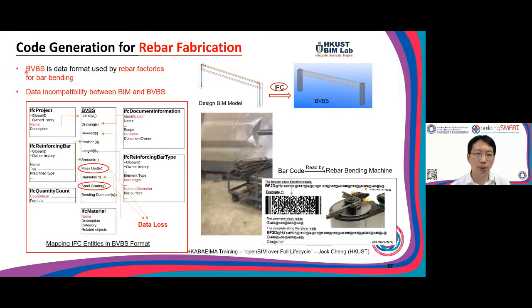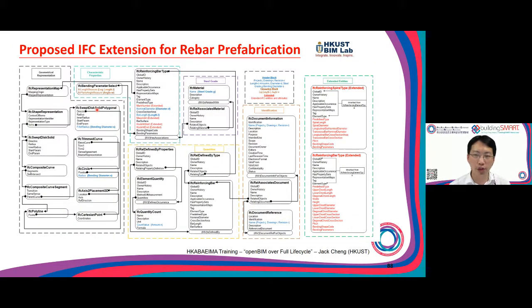Okay, it's in German. We try to compare what the IFC components are to represent rebar, and what information is required for BVBS to cut the rebar and bend the rebar. So after comparing the different components and information, we found that the red color is basically the information that we found lacking, missing. Okay, and this is the IFC extension that we are proposing and still developing.